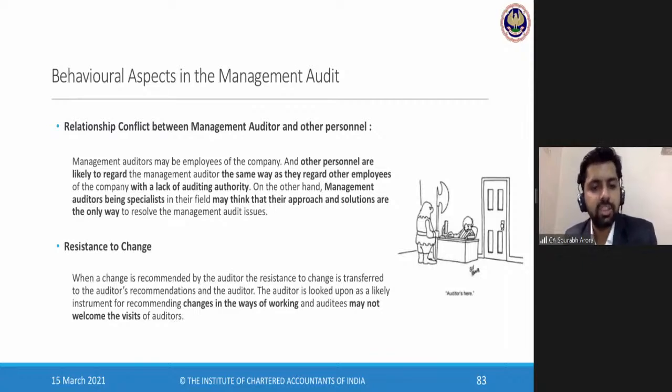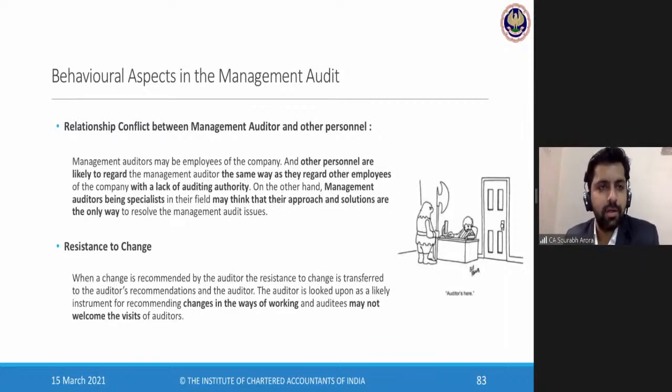Second is resistance of change. So please understand this clearly as an auditor, whether you are operational auditor, management auditor, internal auditor, or external auditor. You are going to the auditee, and you are going to change their ways of working in one or the other way through your recommendations. So no one wants change in their working. So you may not be welcomed by the auditees, and do not get shocked by that. Do not feel hurt. Do not let your ego get a hit over that.